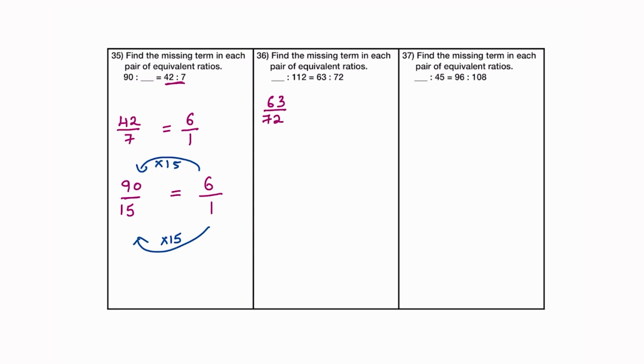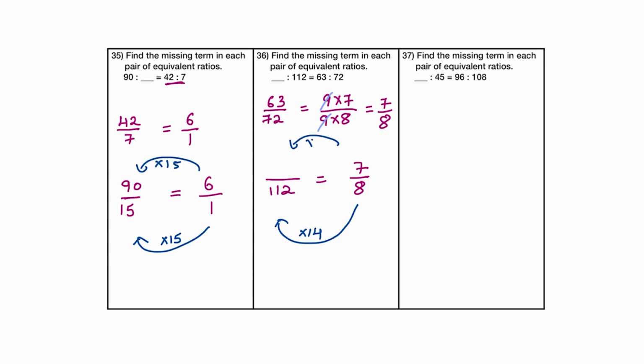63 over 72. So that is equal to 9 times 7, and that's 9 times 8. So 9 and 9 is out, which means this is 7 over 8. Something over 112 equals 7 upon 8. Now how do we reach from 8 to 112? 8 times 14. So the same thing here. 7 times 14 is how much? 98. And it's done. And this is the last one that we have of this type now.